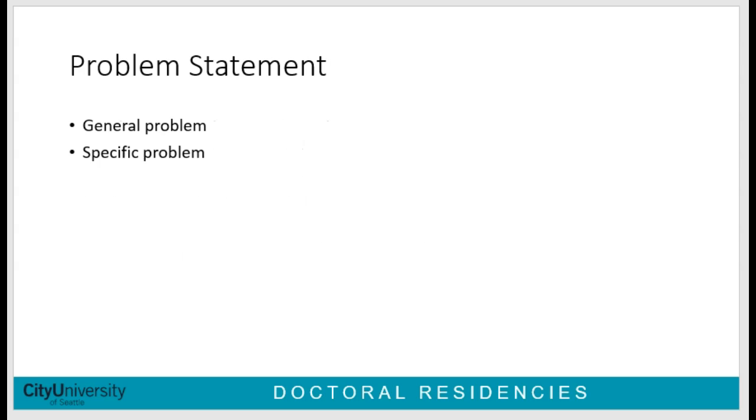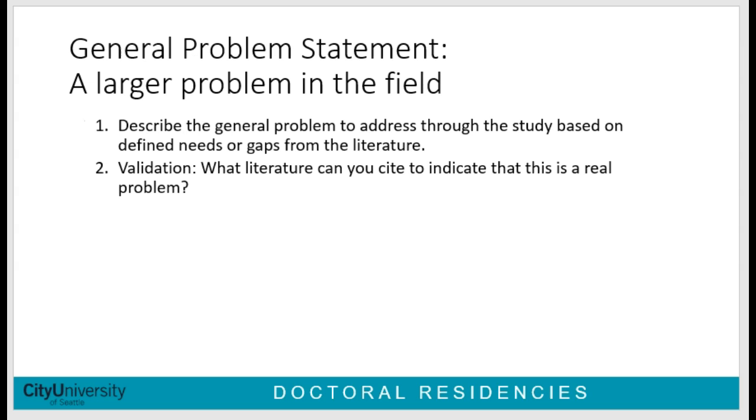Problem statement at CityU is divided into two parts, the general problem and the specific problem. The general problem represents a larger problem in the field. This is where the literature is going to come in. It's going to show that there is a problem in the field related to this problem that you want to actually study. It's going to give background to the problem that you want to study in whatever specific area that you want to study it in.